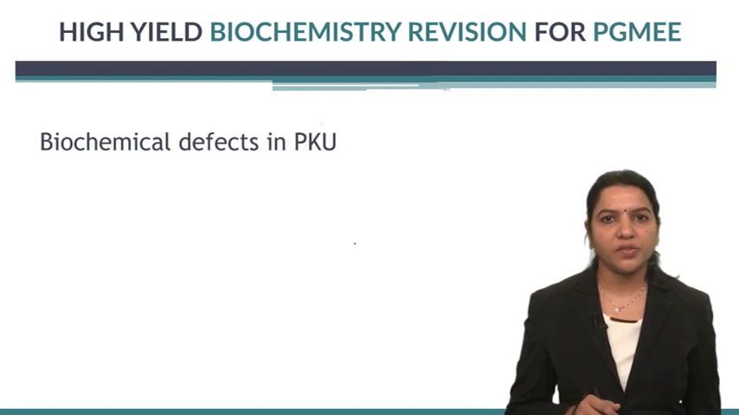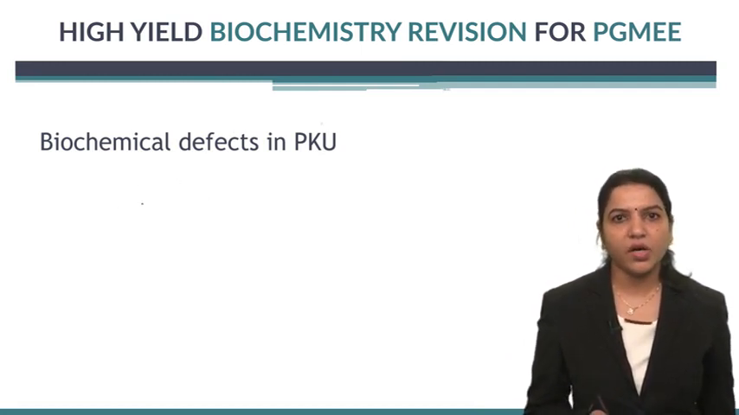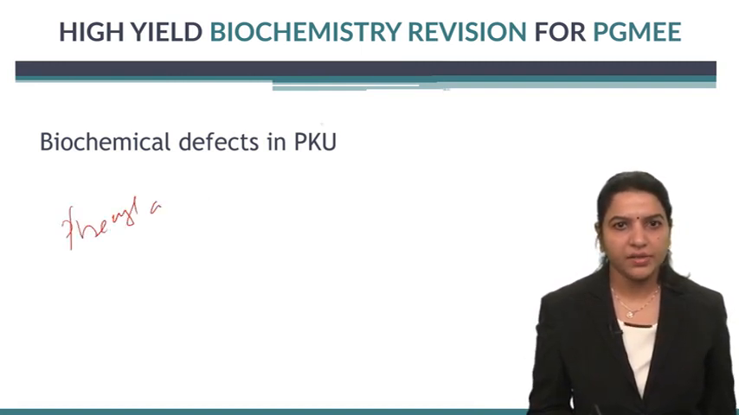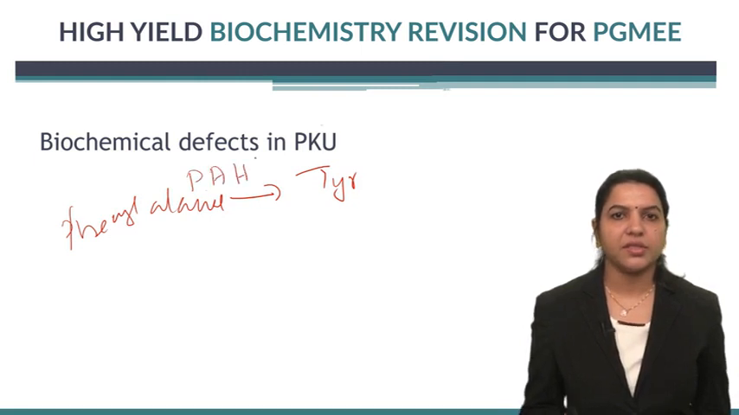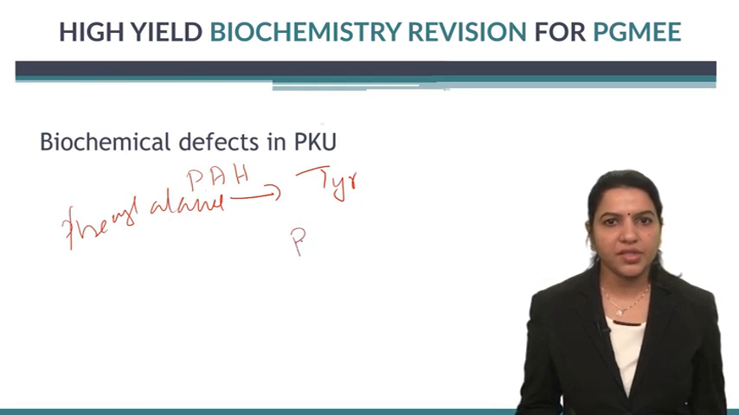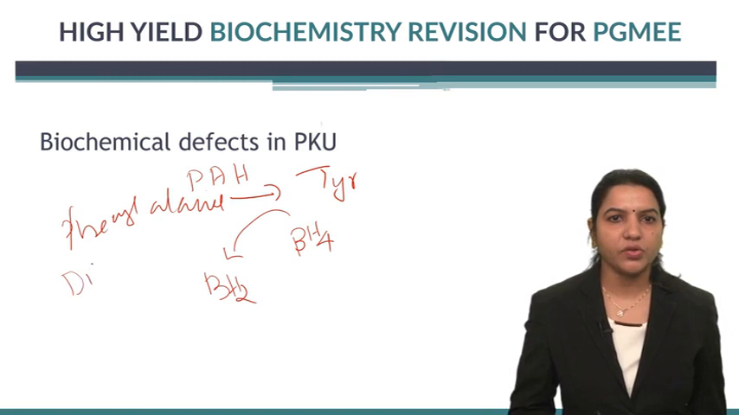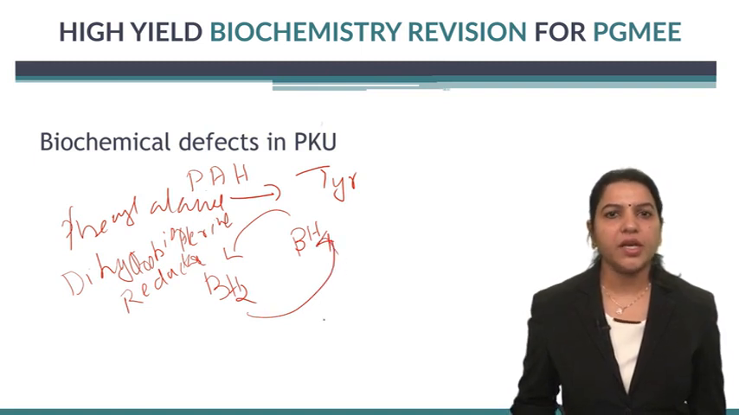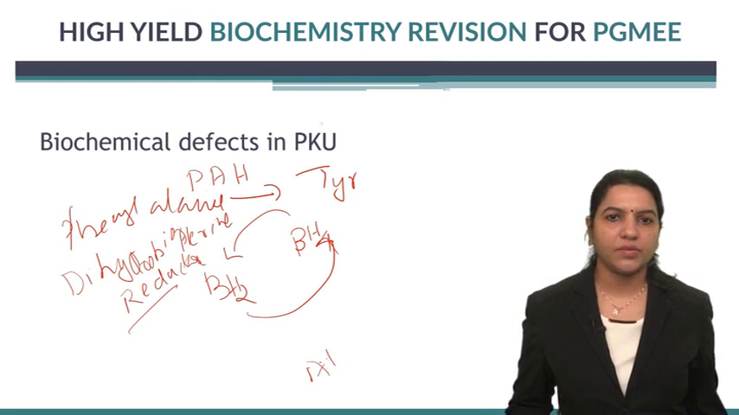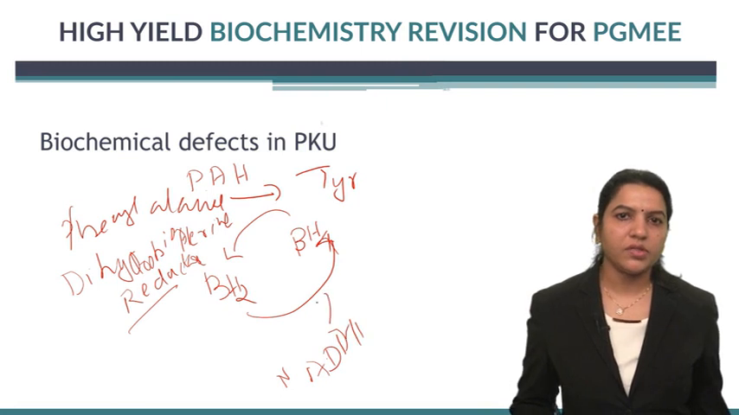So here we will discuss some of the biochemical defects in phenylketonuria. For that we learn the pathway of how phenylalanine is converted to tyrosine. The enzyme here is phenylalanine hydroxylase. When this is happening, on the other side tetrahydrobiopterin is converted to dihydrobiopterin. This dihydrobiopterin has to be converted back to tetrahydrobiopterin, and for that we need the enzyme dihydrobiopterin reductase, and this requires NADPH.